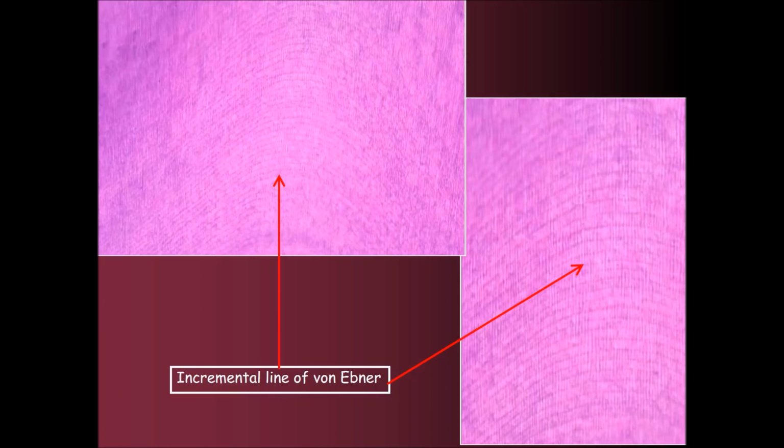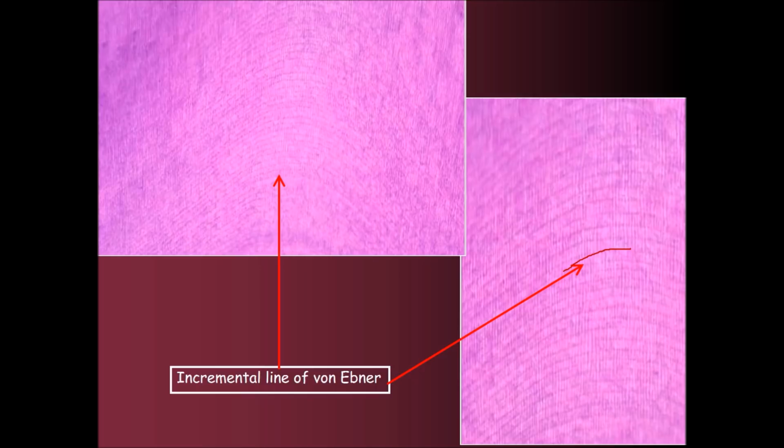Also, there are incremental lines related to the incremental growth of dentin. In enamel, there was a short period and long period activity for production of enamel. The short period activity, we call it cross striation, and long period activity, we call it stria of Retzius. The same thing is in the dentin. There is a short period activity for dentin production, resulting in lines, we call them incremental lines of von Ebner.